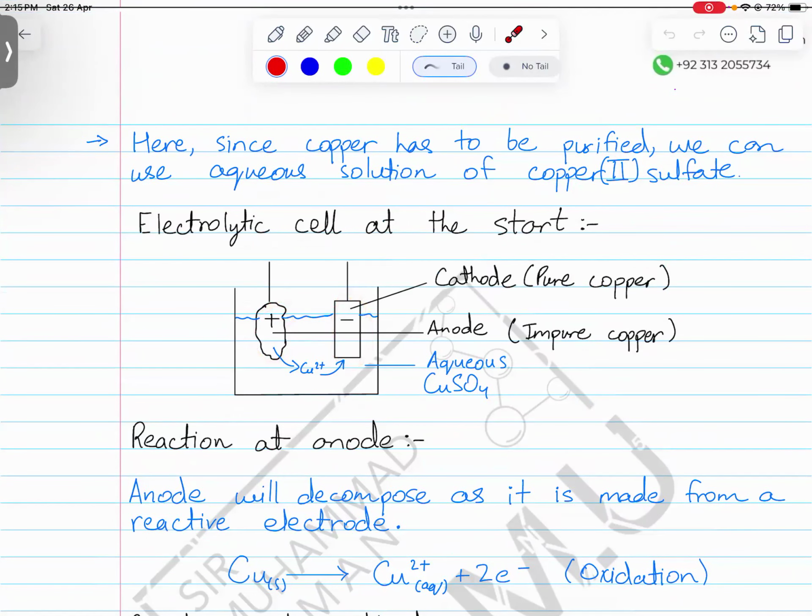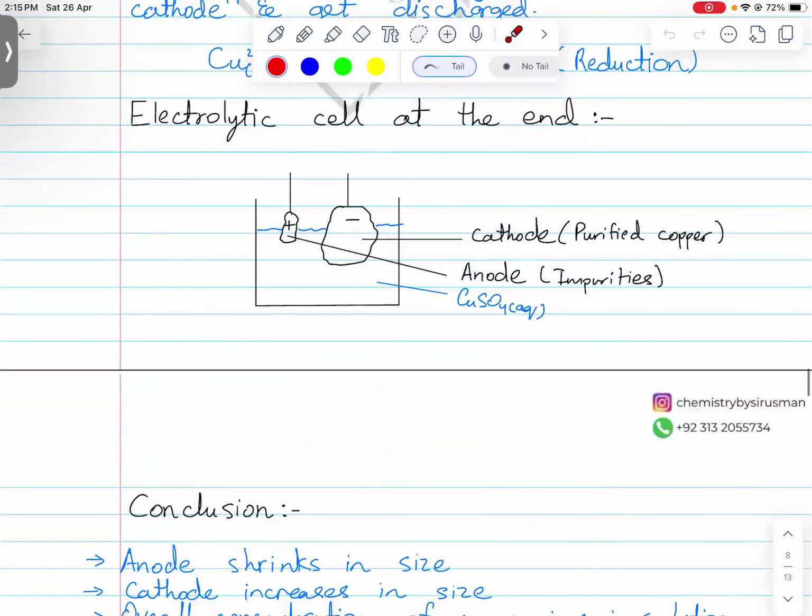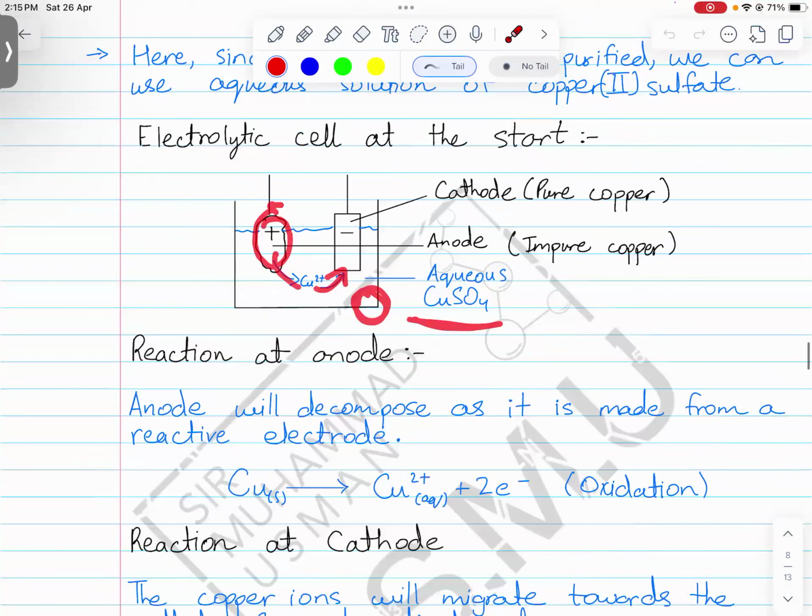The thing is, when we use reactive electrodes and the solution of them, what happens is the anode ionizes and deposits at the cathode, and the overall concentration of the solution remains the same, right? So that is what we see. After the reaction, we see the anode shrinking in size and the cathode increasing in size, because all the copper ions from the anode go into the solution and then get deposited onto the cathode. Okay, it is that easy.